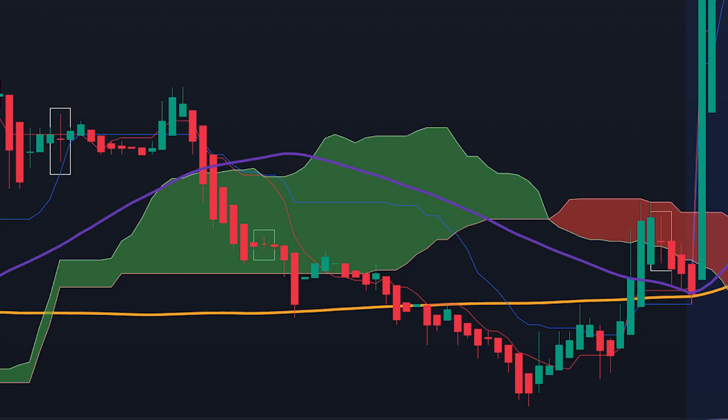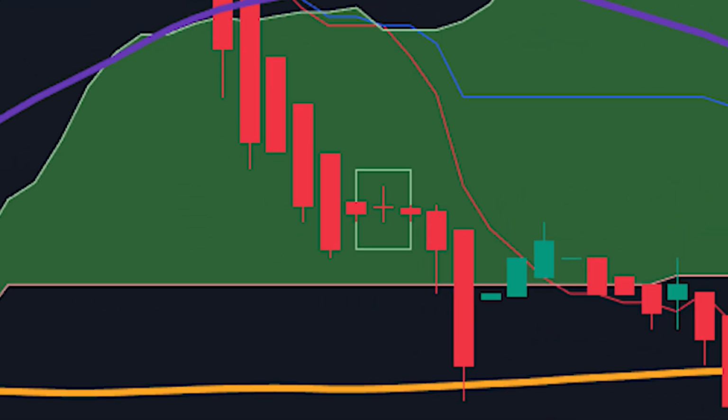Doji stars and indecision candles. Doji candles aren't reversal signals, they're a warning that momentum is pausing. The next candle's confirmation matters much more than the doji itself.